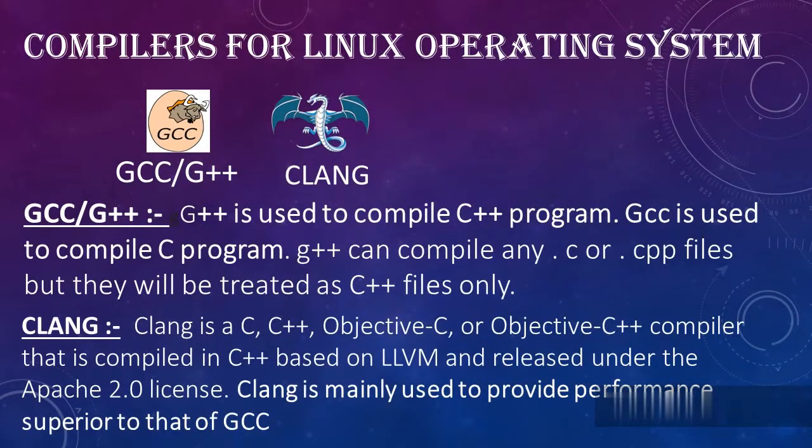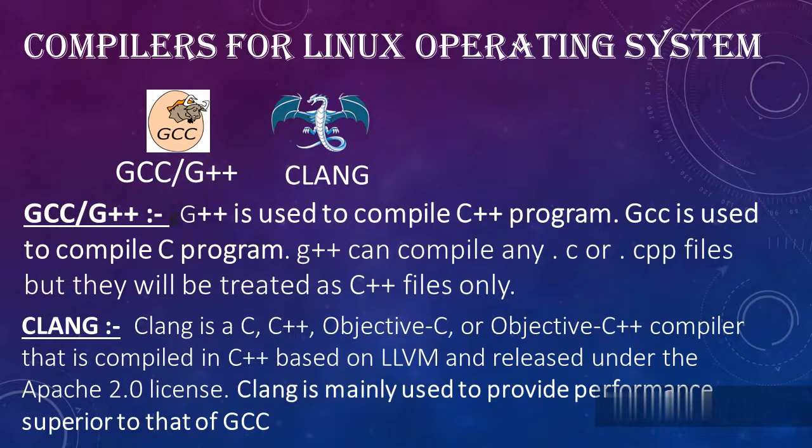Now let's talk a little bit about compilers. In this session I will be talking about mainly two compilers, GCC/G++ and Clang. The GCC/G++ compiler comes under the GNU license, which is completely free and open source. G++ is used to compile C++ programs, while GCC is used to compile C programs.